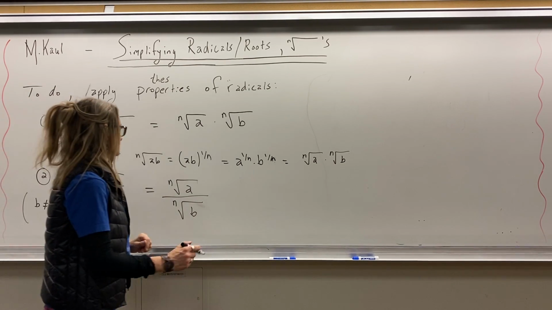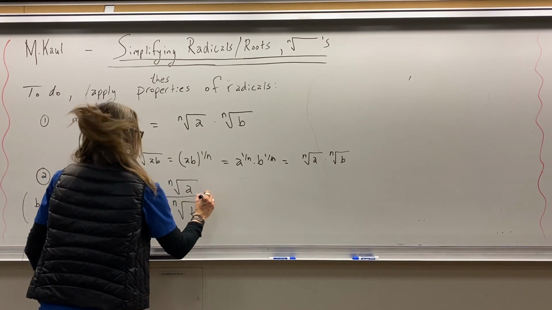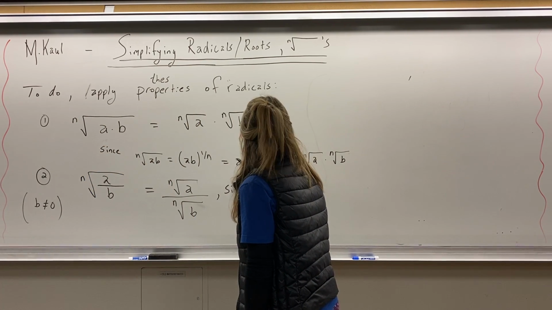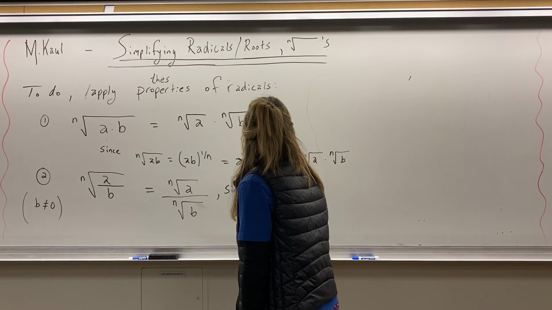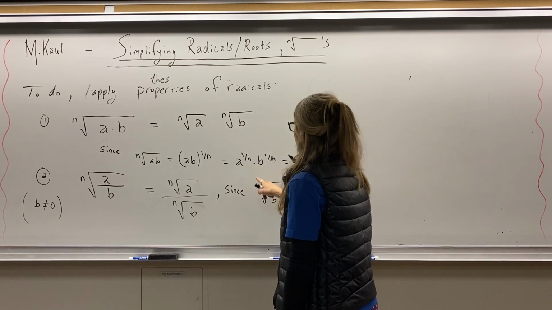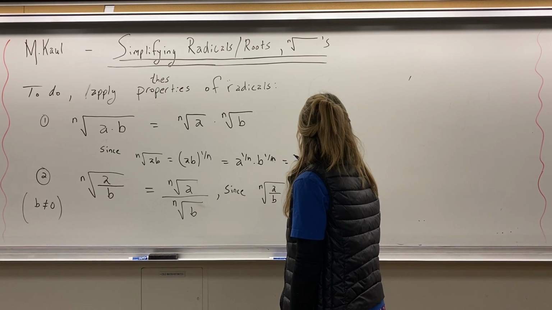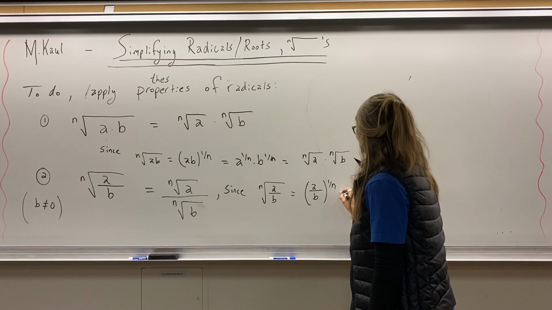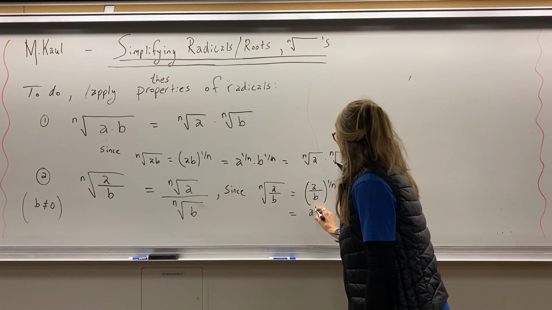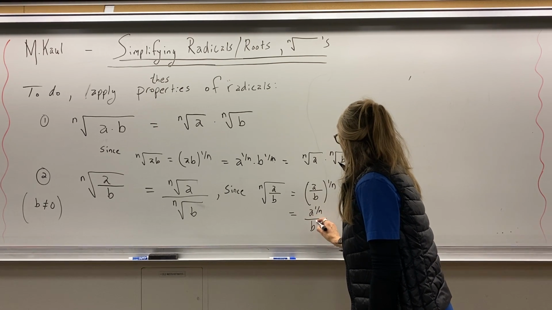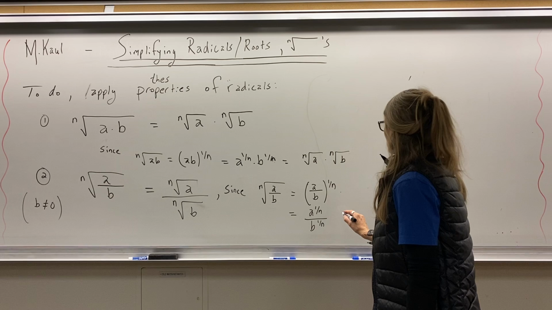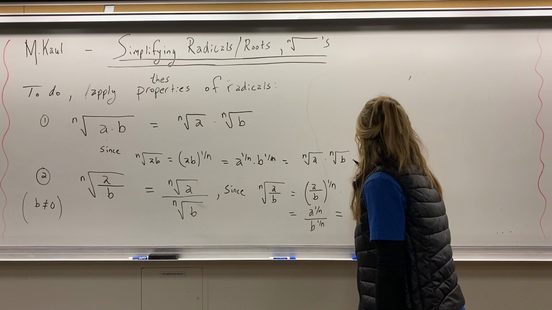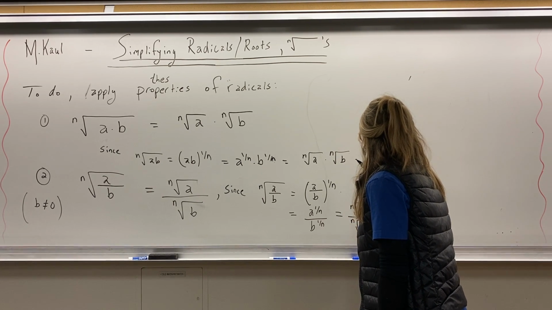And this is because the nth root of a over b is basically going to be a over b to the 1 over n, another way of writing this, which is equal to a to the 1 over n over b to the 1 over n, which is equal to the nth root of a over the nth root of b. Okay.